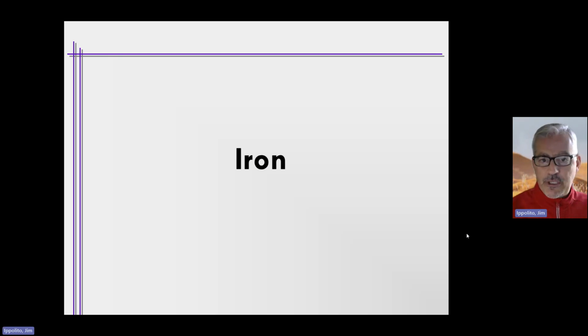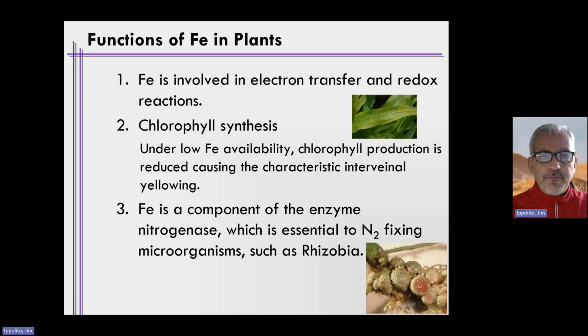Let's begin a discussion on iron within our soils and how iron may affect plants in terms of deficiency symptoms. The functions of iron in plants are threefold. Iron is definitely involved in electron transfer and redox reactions within plants themselves, because iron can be altered from the iron 3 to the iron 2 state via electrons, as well as due to redox reactions. So it plays a role in both of these.